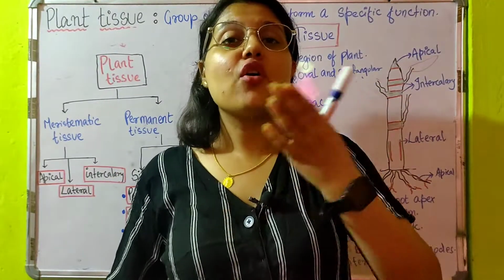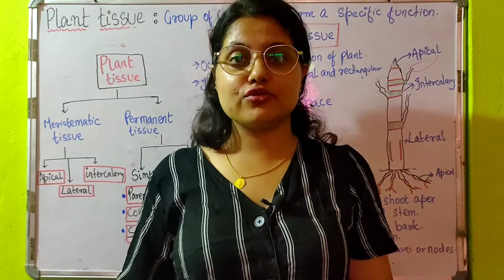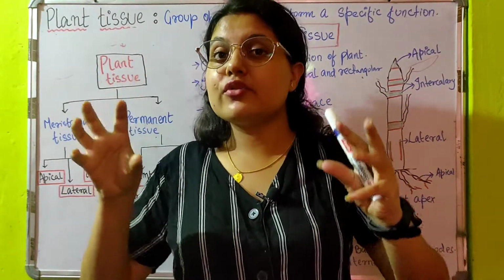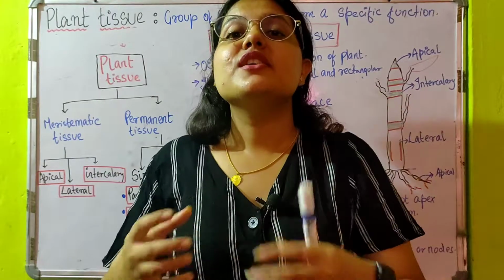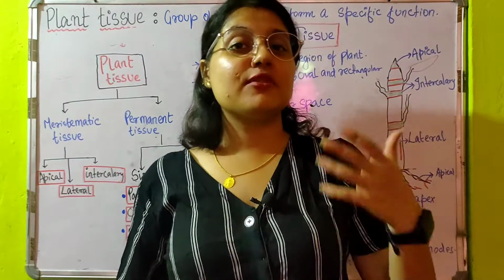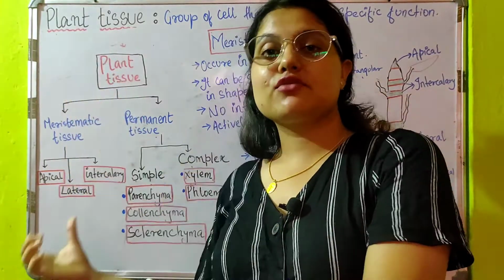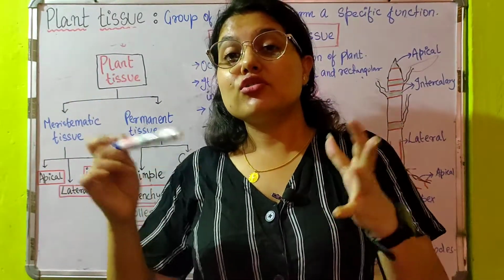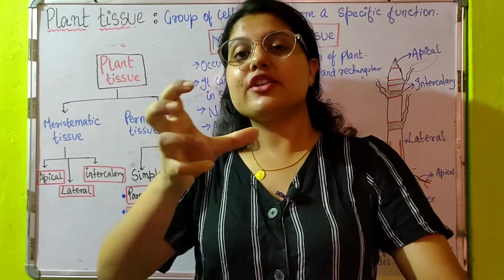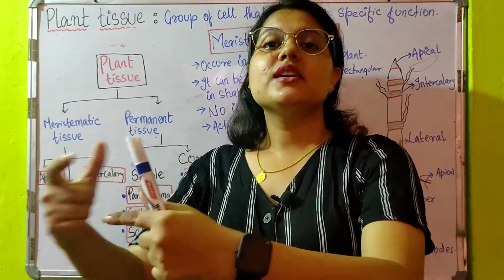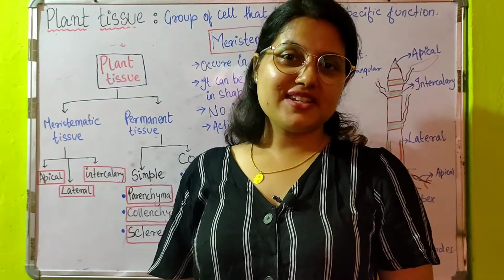In the same way, all the different types of tissues have joined together to perform a certain specific function. They can make a body part, they can make an organ, they can make a vascular bundle. All those cells which join together and perform certain specific functions are known as tissues.